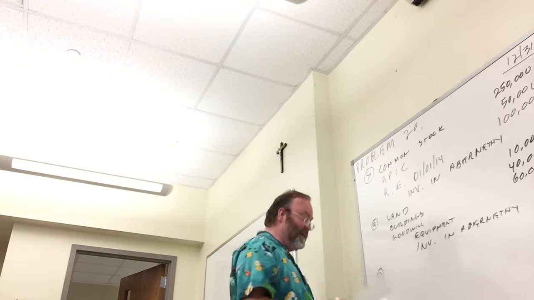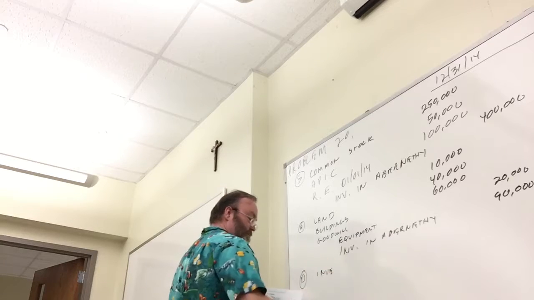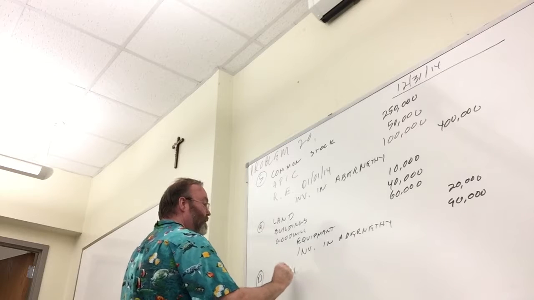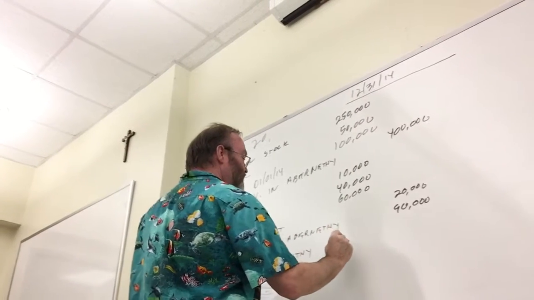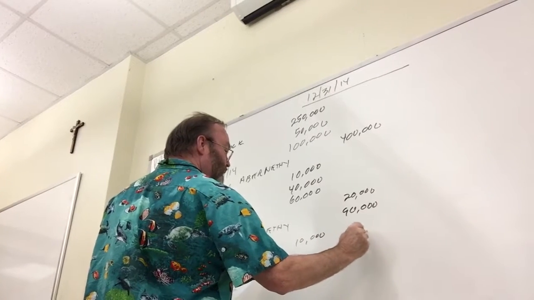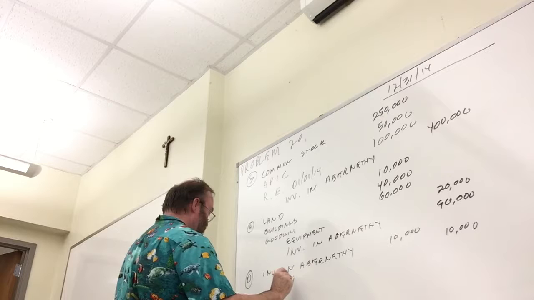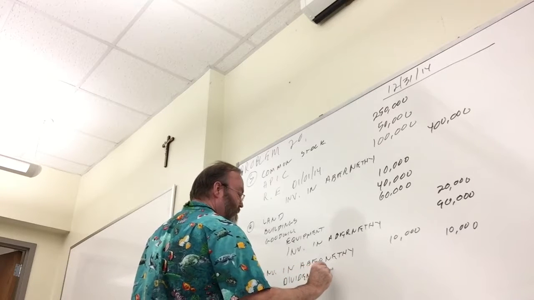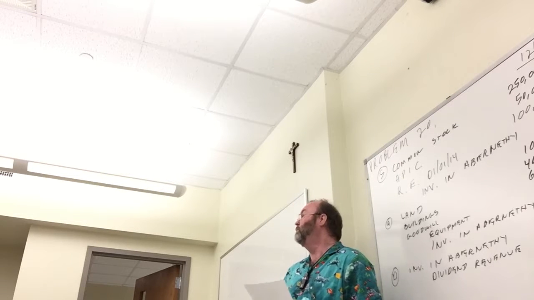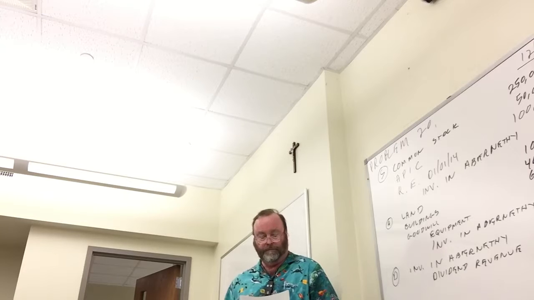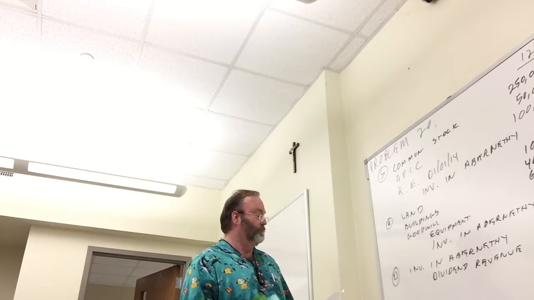So, D entry. The D entry is a debit to the investment account for the $10,000 dividend, and a credit to dividend revenue. Because that's what was booked at the parent level. Right? The I entry.